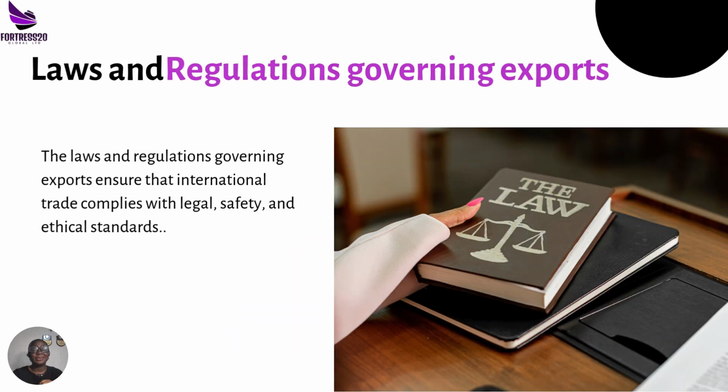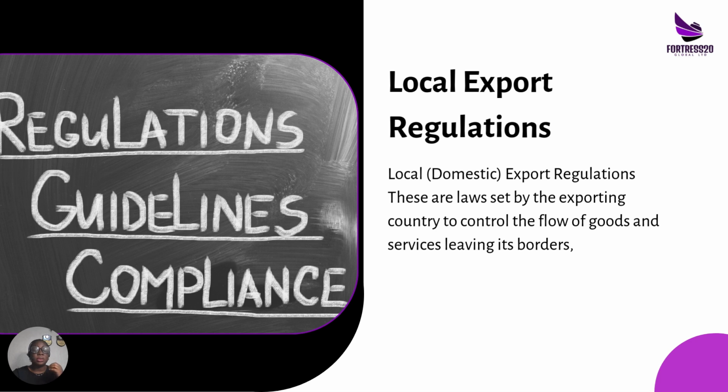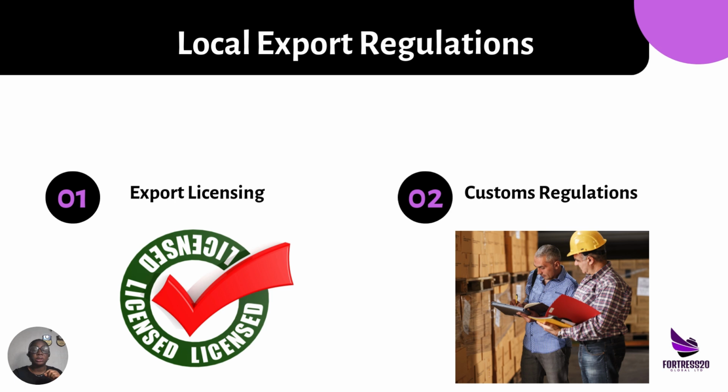Let's get right into it. The laws and regulations governing exports ensure that international trade complies with legal, safety, and ethical standards. These laws are divided into local, which are also the domestic export regulations, and international export regulations. The local export regulations are laws that are set by the exporting country to control the flow of goods and services that are leaving its own borders.